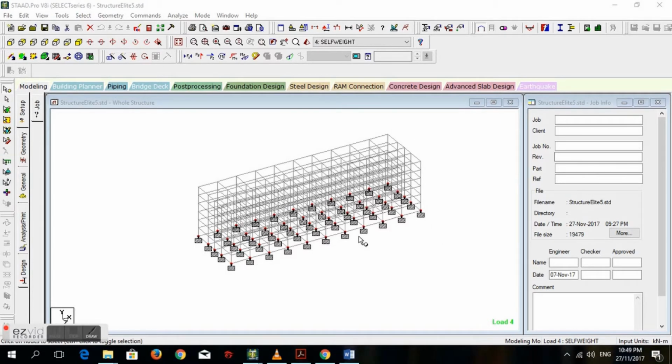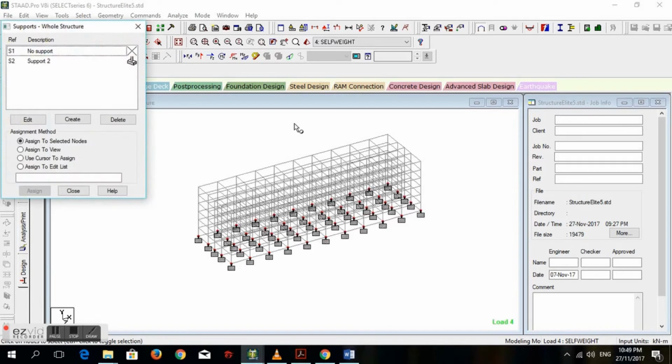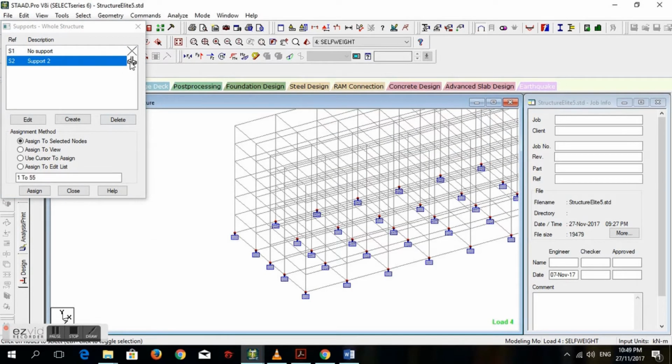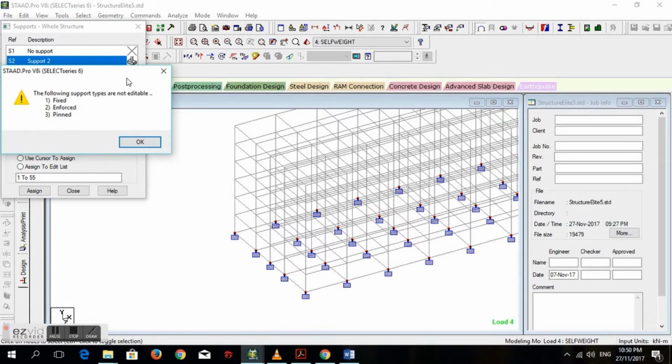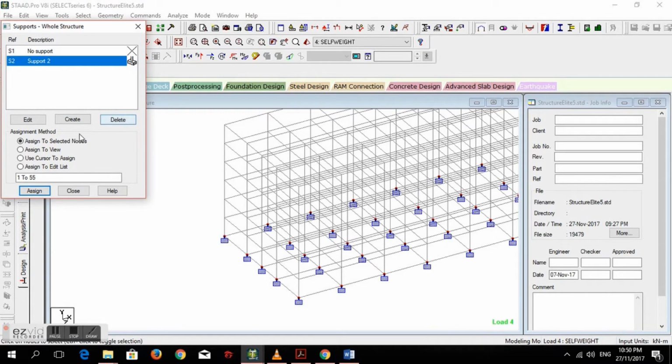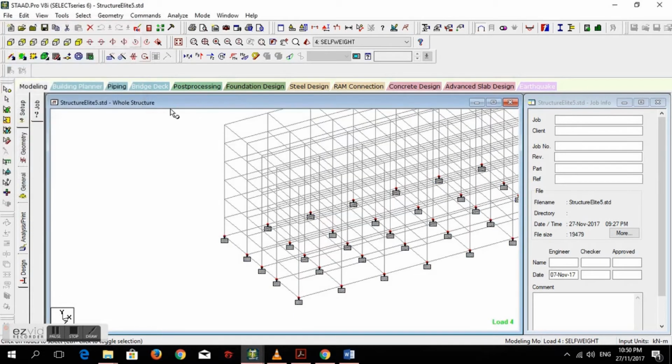Okay, now we are back. So we will start with the support page. The first one is no support. The second one we have support. Basically for this building, the type of support that we use is fixed support, because this is a building, you don't use pin or roller because your building will fail automatically.